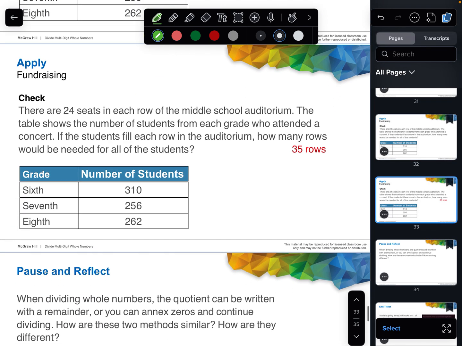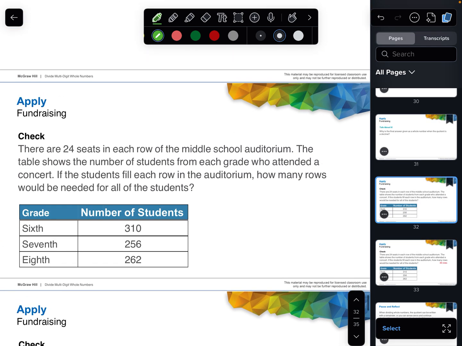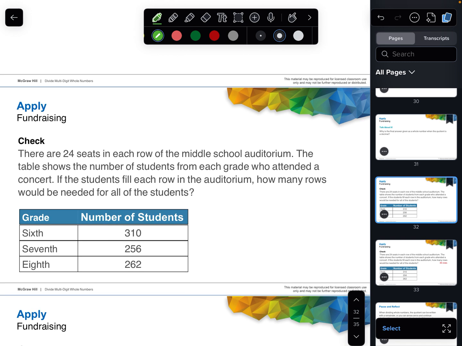Alright, we are coming to the end of our chapter. So I want you to pause and do this check problem on your own. And this check problem is on page 140 of your textbook, okay? And we'll be asking you to enter the solution to this either in the Edpuzzle or a Google form, okay?